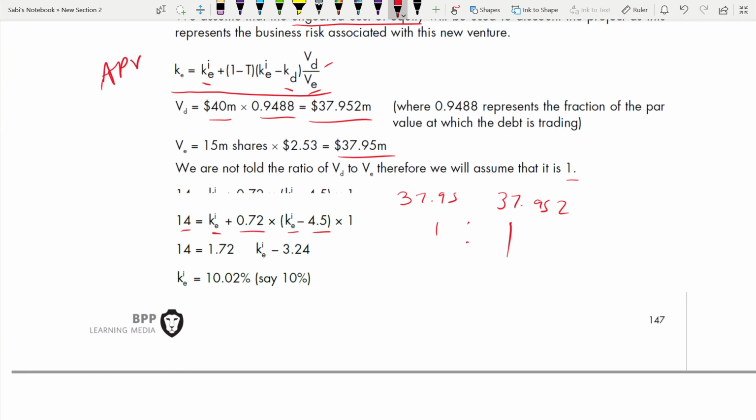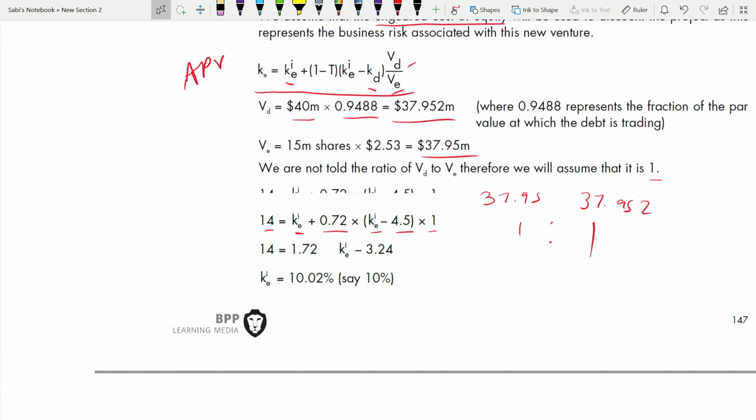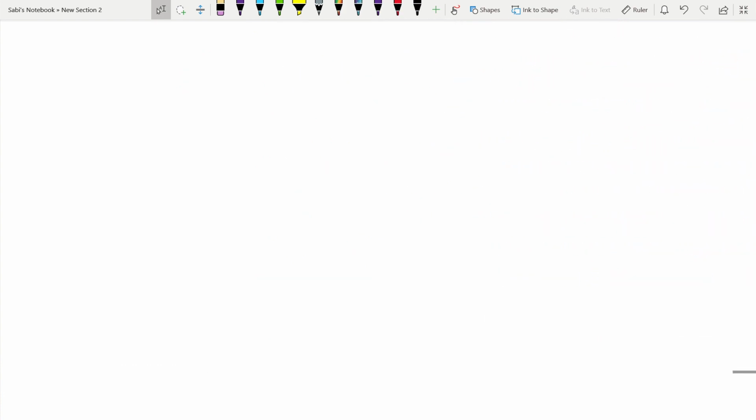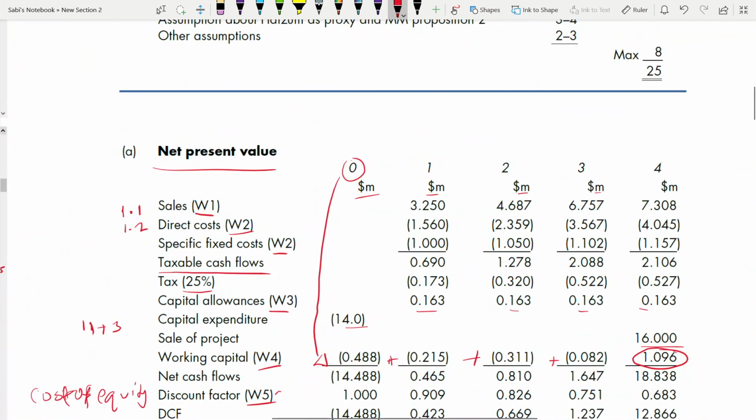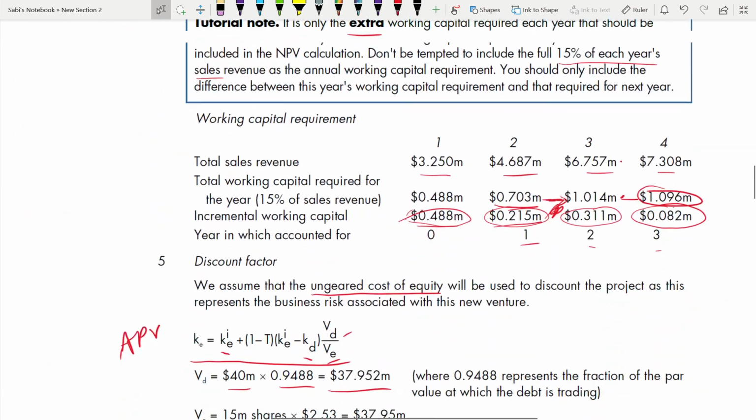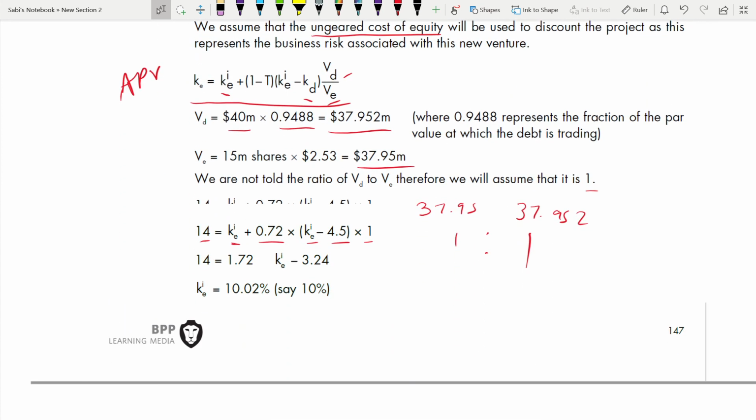KD, just now we have found. Cost of debt is 4.5% into 1 because the proportion of value of debt to equity is 1 only. We have to find cost of debt. Okay. Last line. 5-year government debt is currently estimated at 4.5%. And market risk premium at 4%. That's why it is 4.5% cost of debt. And when you find this, you shall be able to make this your subject of equation and find this 10.02%. So just say 10%. Okay.